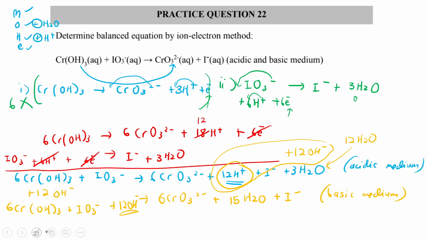Okay, double check for element, right and your left hand side. Make sure number of element are same. 6 CrO4 2 minus, 15 water. Okay, so this is the answer for basic medium.